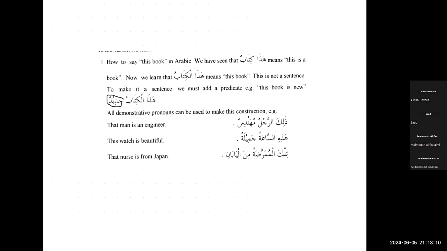So when we say ذلك الرجل مهندس, that man is an engineer. It's different if we say ذلك الرجل المهندس. If we put alif lam here, for example, that's something to notice over here.